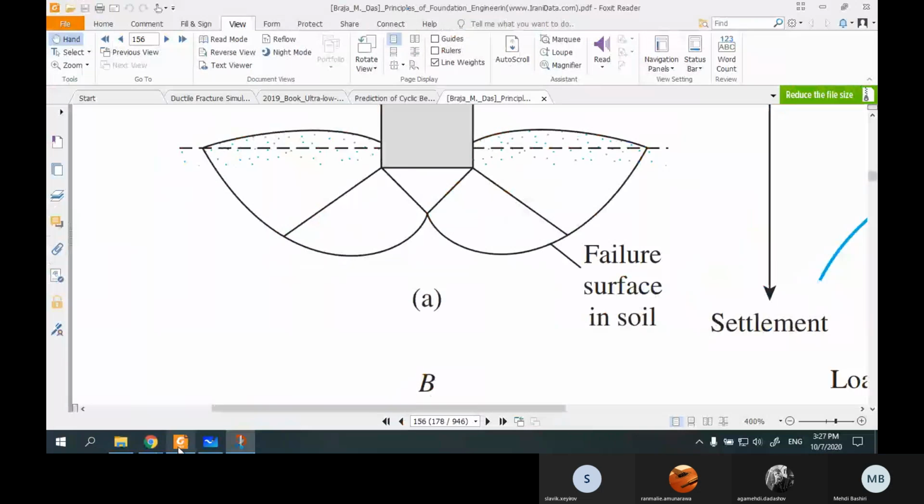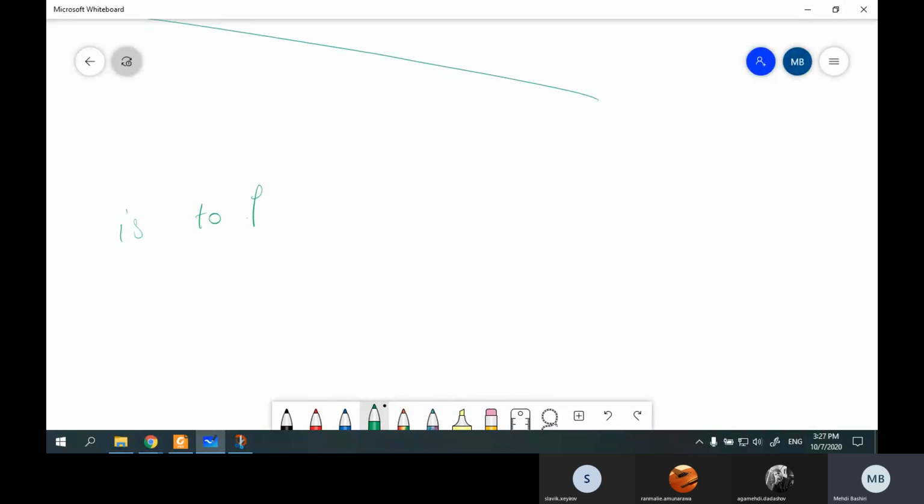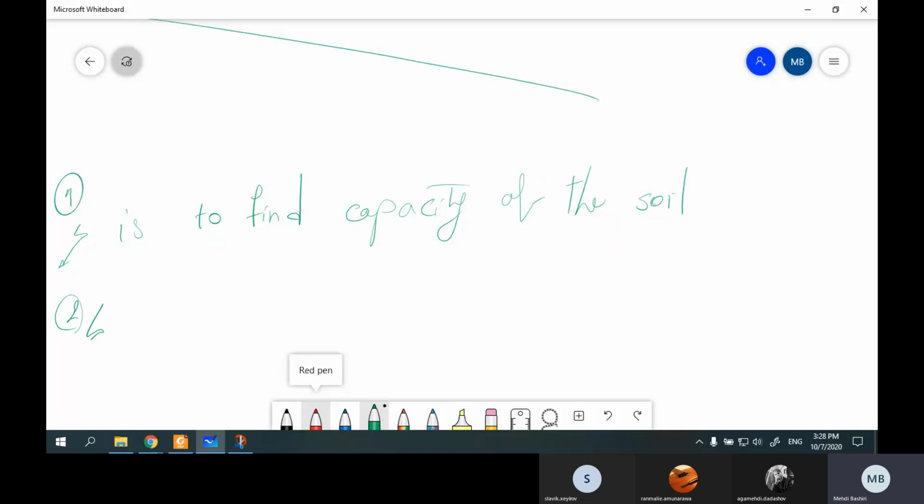So the main task and the main concept of foundation engineering is first, find the capacity of the soil, and then second, check if the capacity is more than the applied load.